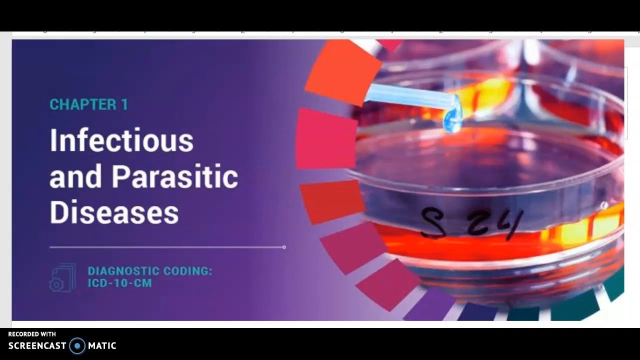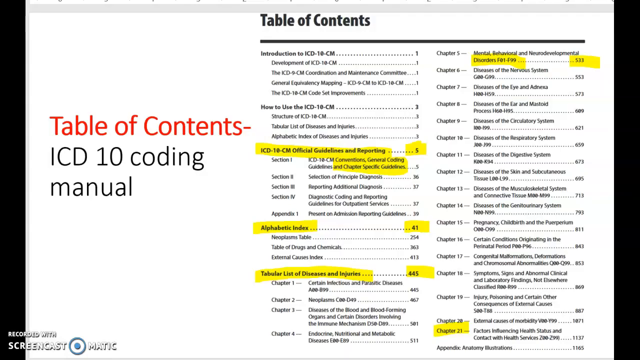Hello class, this is just a quick review of your ICD-10 coding from chapter 1 for infectious and parasitic diseases. Also a quick review of your table of contents for your ICD-10 coding manual. If you go to the first few pages of your manual, you should be able to see the table of contents. The reason you want to make sure you understand and follow that religiously is because it will guide you to where you need to go, and if you forget anything and cannot find it, this is the best place to find anything that you would like to know.